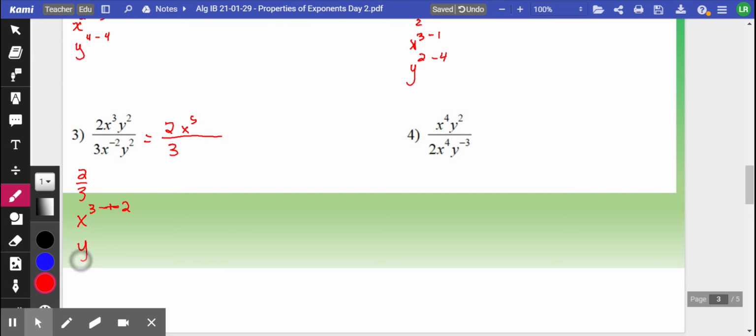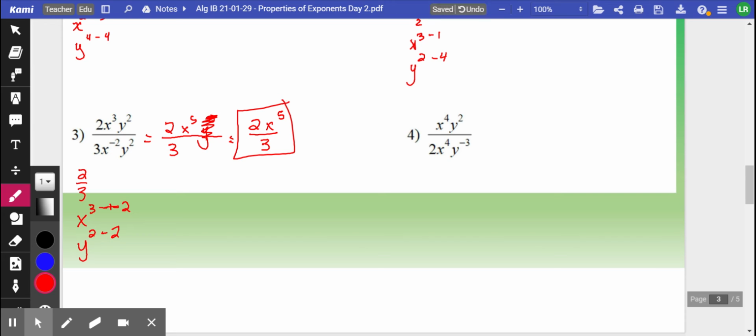For the y's, we have y squared and y squared. So I have 2 minus 2 is 0. Remember, we have a 0 exponent. That's gone. We don't need it. So we can clean this up. I would have 2x to the fifth over 3.